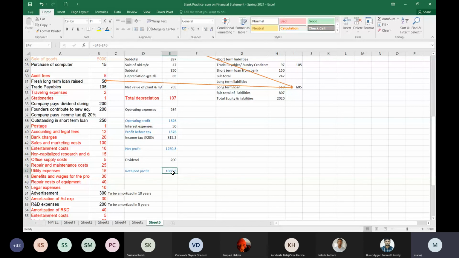This is our retained profit. What goes to the balance sheet is this. What goes to the cash flow statement is this. Remember, yesterday I made this mistake. Just a second. I need to come back within half a minute.